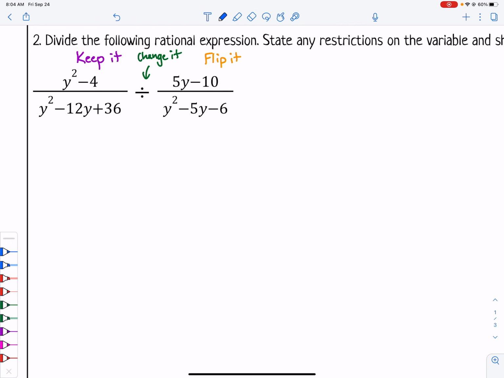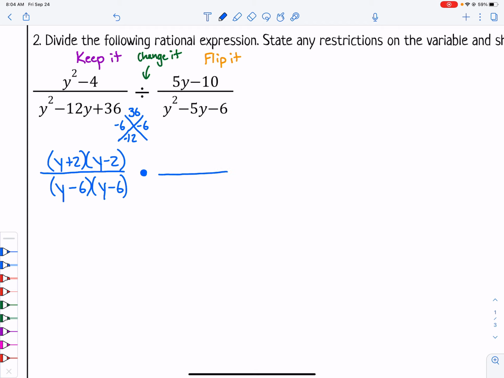So I can't take a greatest common factor out of y squared minus 4. There's two terms that are there and they're perfect squares, so we can factor that into a difference of two squares. So we could put y plus 2 and y minus 2. In the denominator, we need to factor it as a trinomial and say what multiplies to give us 36 and adds up to negative 12. So negative 6 times negative 6 would be the numbers that work. So we need y minus 6, y minus 6. We're going to change this to multiplying. And then as you factor the second fraction, just remember to flip it over.